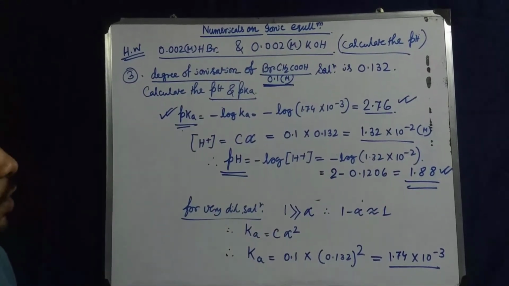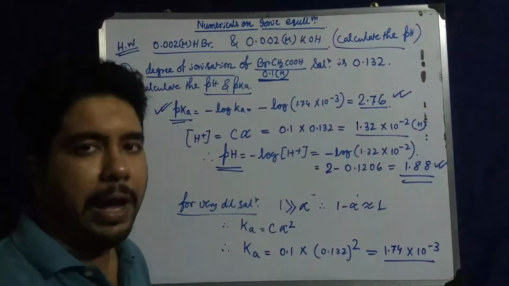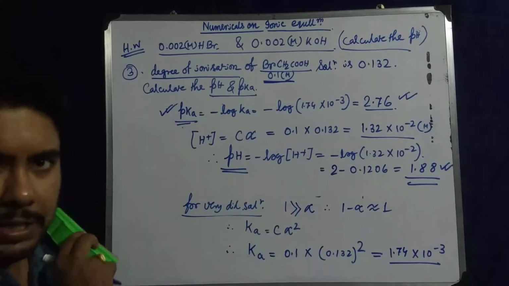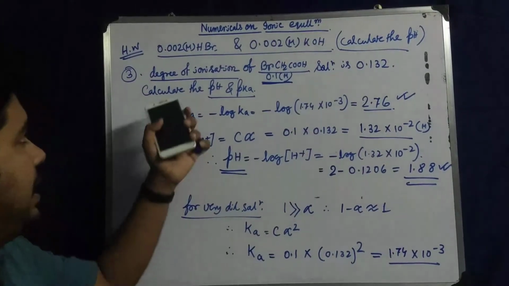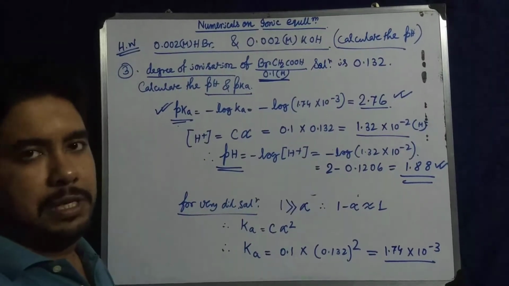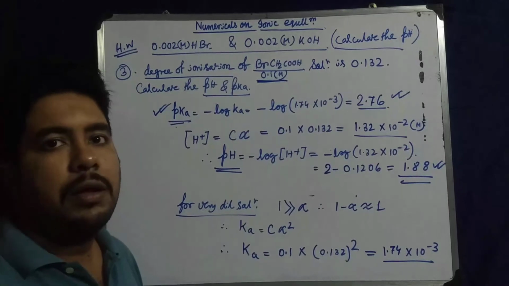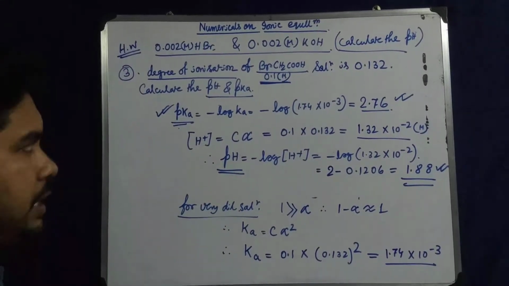I hope this one is also very clear to you. If it is not clear yet, then please go back in my video and watch how I have done it. Very easy one. We have to understand that the degree of ionization is given. So that means from the degree of ionization we have to use the Ostwald dilution law. Then we can solve it easily.